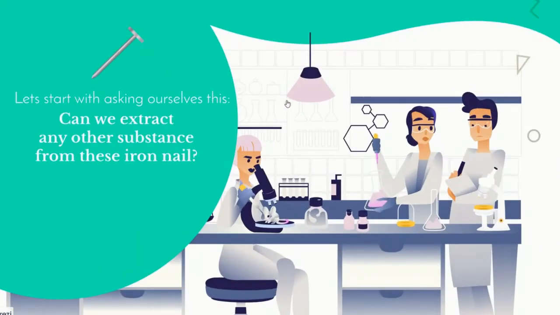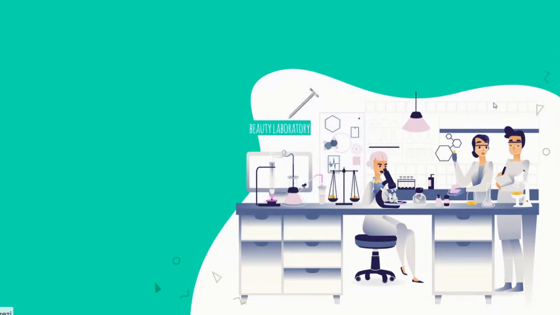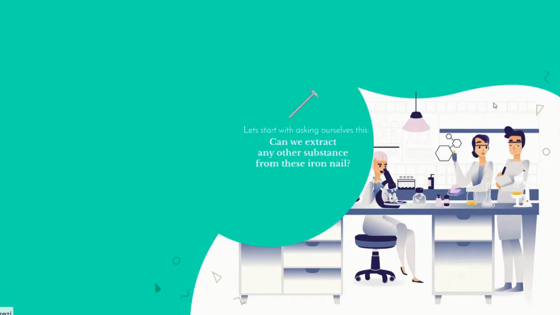Before we discuss the lesson, we have to ask a question to ourselves. Can we extract any other substance from this iron nail? Can you? The answer is we cannot extract any new substance from this iron nail. If I tell you to go and break this nail into two halves, it will not produce any other substances such as gold or silver. It will still remain iron.